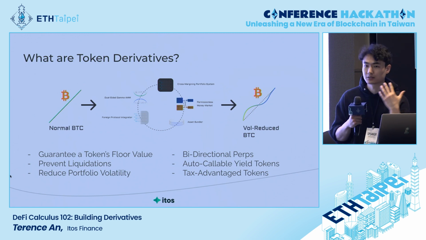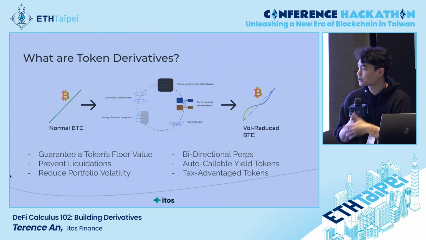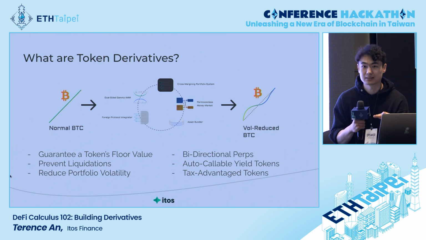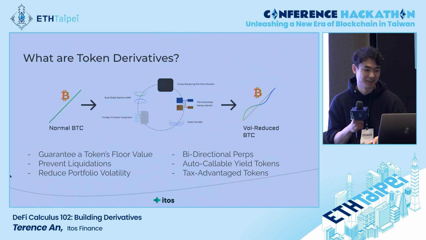We can start guaranteeing token floor values, we can prevent liquidations, reduce volatility, really get some nasty stuff that maybe you've never even heard of unless you are in wealth management or are very wealthy yourselves. I don't know, maybe you are.